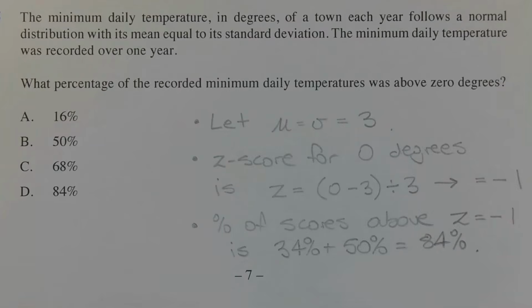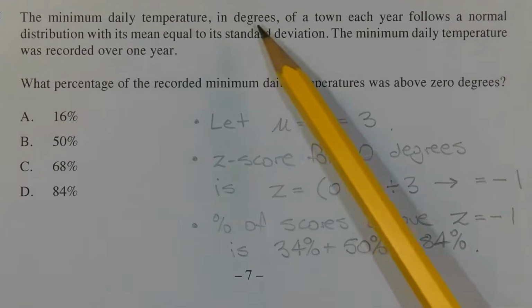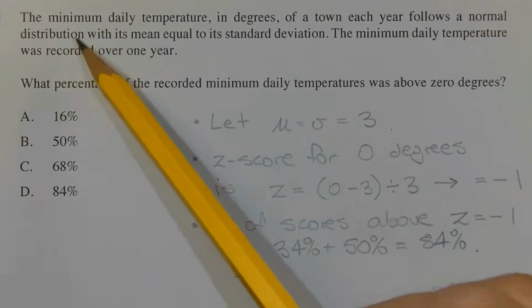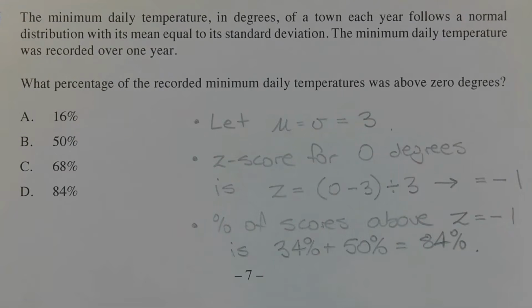There are two important things to note in this question. The first one is that the minimum daily temperatures follow a normal distribution. So that's a stereotypical bell curve, which means we may have to use the empirical rule to work out percentages of scores between any particular 2 points, which may mean we need to work out z-scores. So I'm sort of thinking ahead here as to what we might need to use later on.